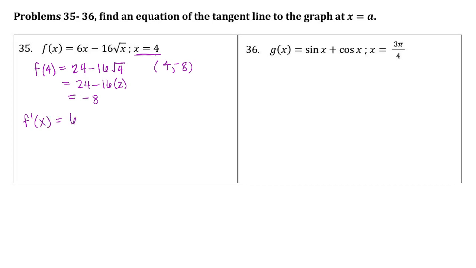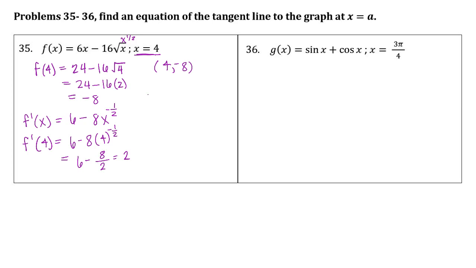So I have 6 minus, and let's see, this is really x to the 1/2, so that's going to be 8x to the negative 1/2. Notice the notation here. Now we're finding f prime at 4. So I have 6 minus 8 times 4 to the negative 1/2. So we have 6 minus 8 over the square root of 4, which is 2. So it looks like f prime at 4 is going to be 2.